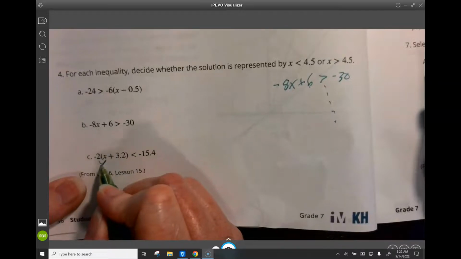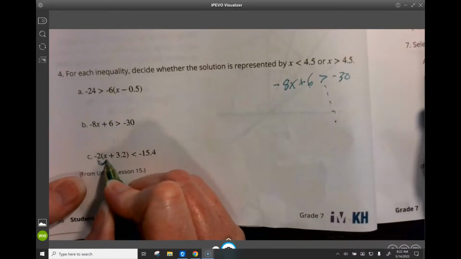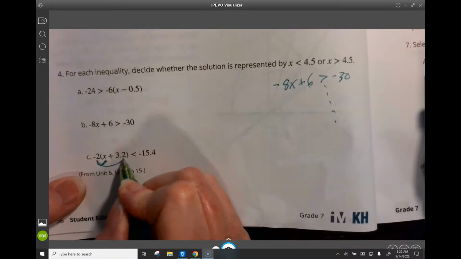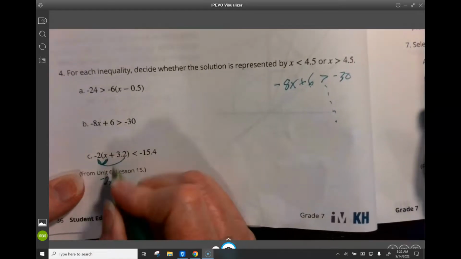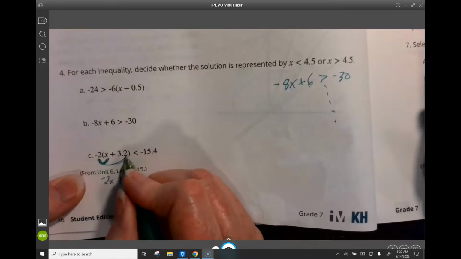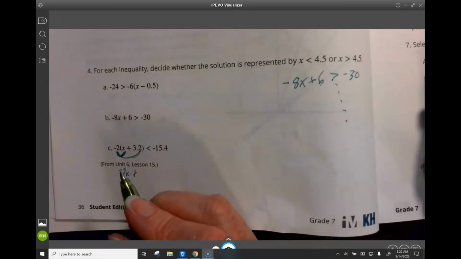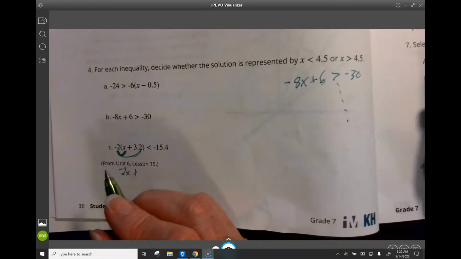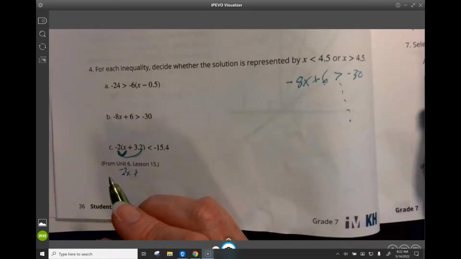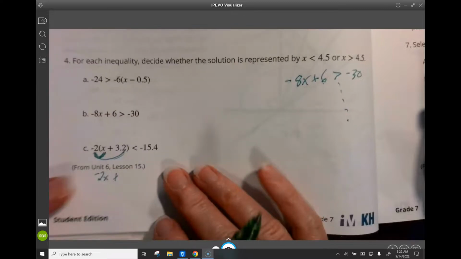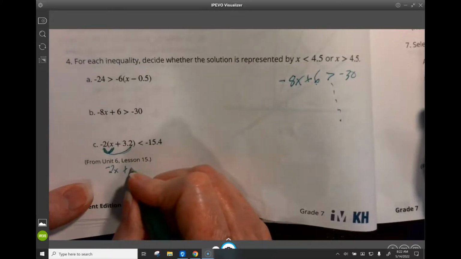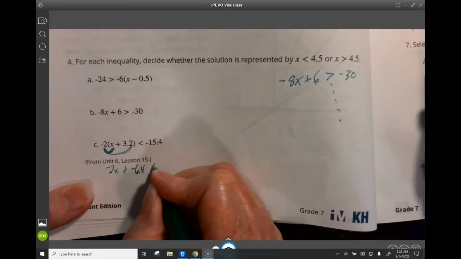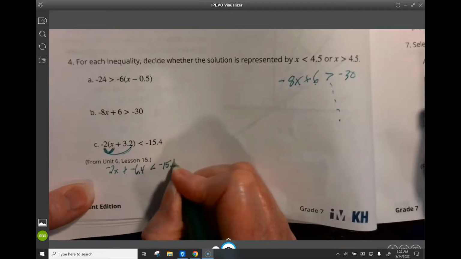Remember, distributive property, I have to multiply negative 2 times x and negative 2 times 3.2. So negative 2 times x is negative 2x plus negative 2 times 3.2. Well, I have a negative times a positive, so I have an odd number of negatives, so it's negative 6.4 is less than negative 15.4.